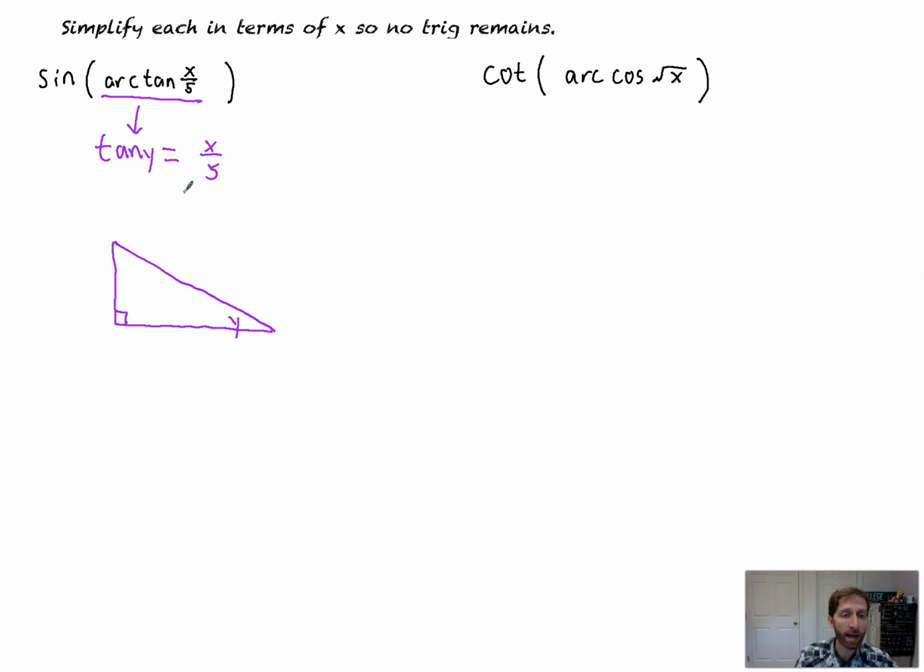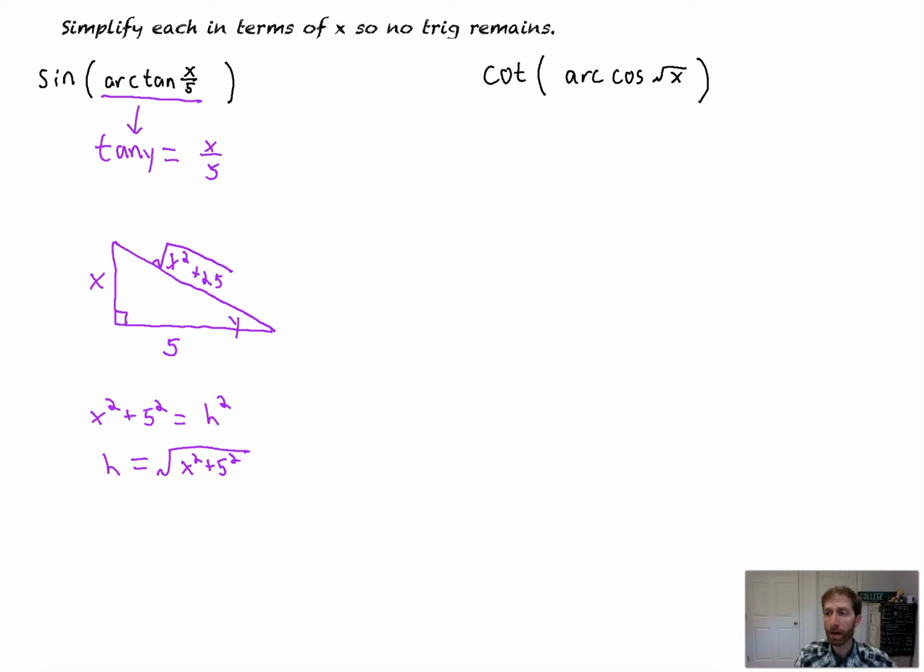So opposite of y is x. Adjacent to y would be 5. That's adjacent to it. That's opposite. Now we do need to solve for the hypotenuse. Well, to do that, you literally just square each of these numbers. So that would be x squared plus 5 squared equals, and I'll call it h squared for the hypotenuse. So the hypotenuse would be equal to the square root of x squared plus 5 squared, square rooting to get h alone, which would be x squared plus 25 inside the square root.